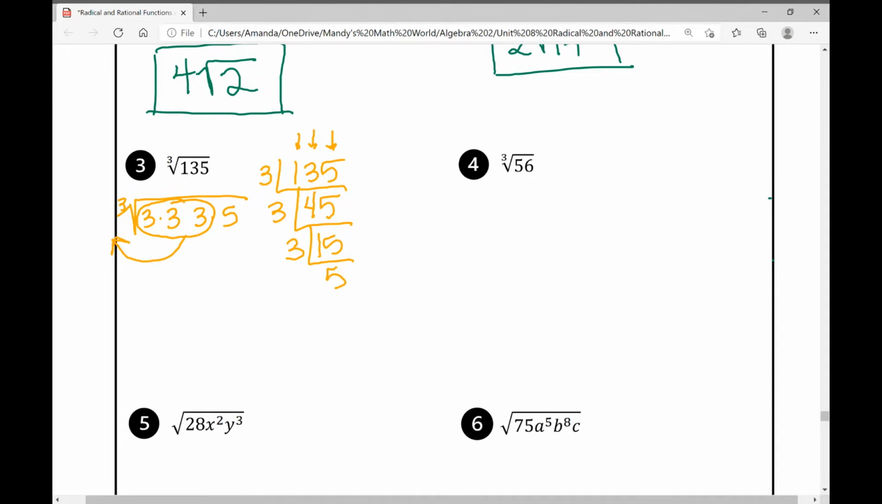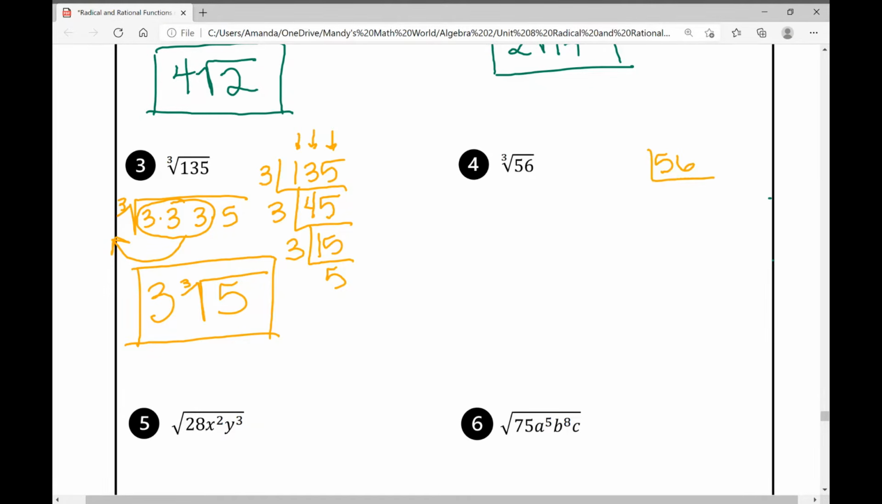So I can rewrite this in its simplest form as 3 times the cube root of 5. And that's what that would be. Let's move on to number 4, the cube root of 56.